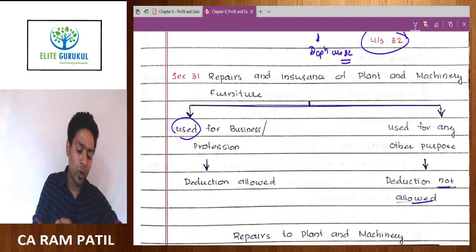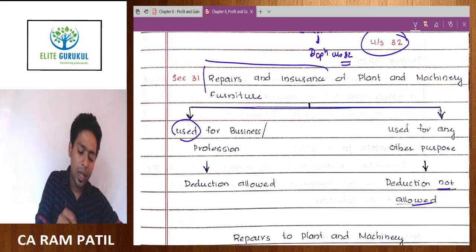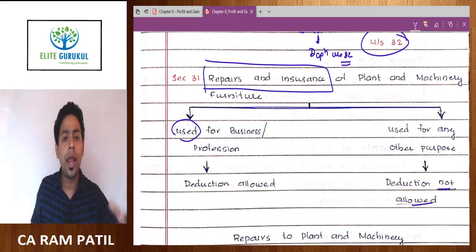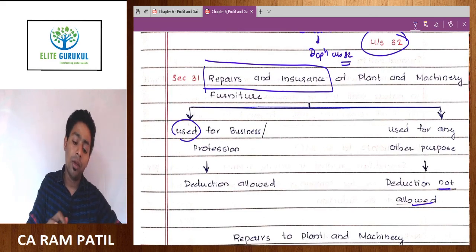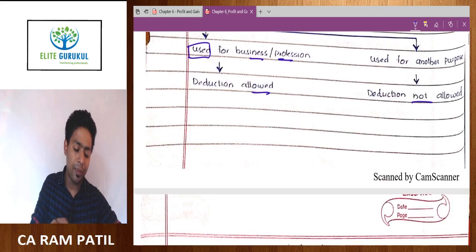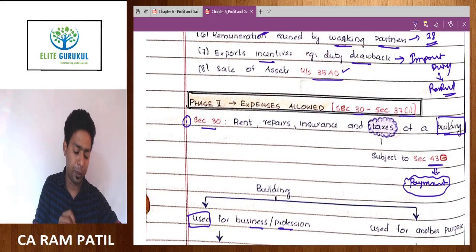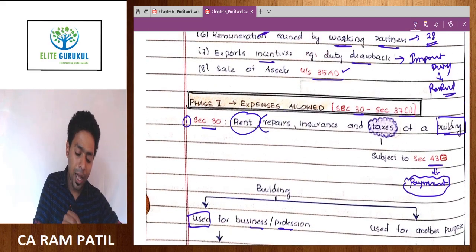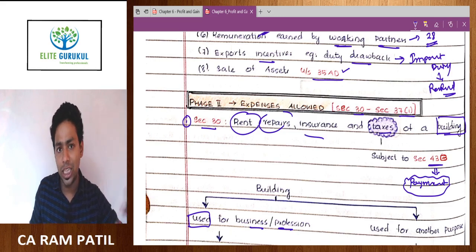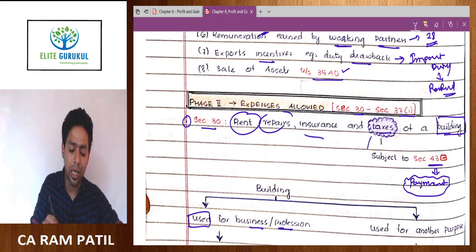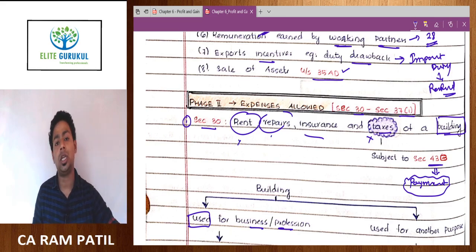Now please have a look at the name of the section one more time and understand that repair and insurance are the expenses which are allowed under this section. Whereas when we talked about building, we had spoken about four expenses: rent, repair, insurance and taxes. Building is subject to taxes, but furniture and plant and machinery don't have any type of taxes, therefore taxes are ignored in section 31. Repair and insurance are covered, but rent is not covered by section 31.